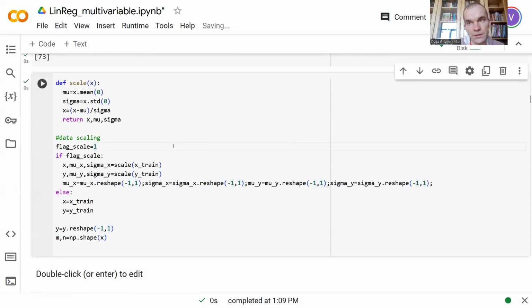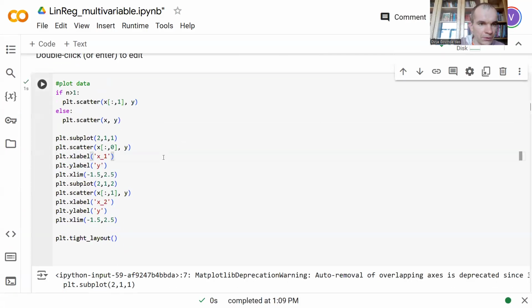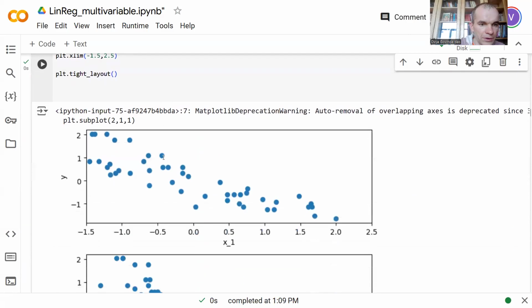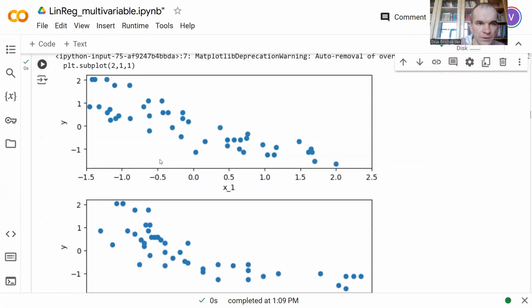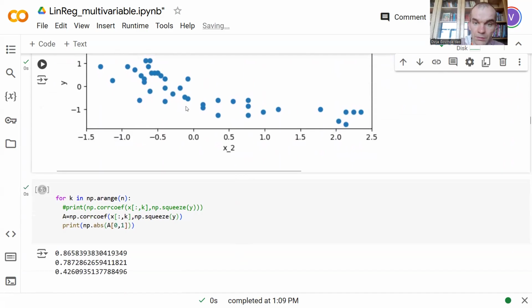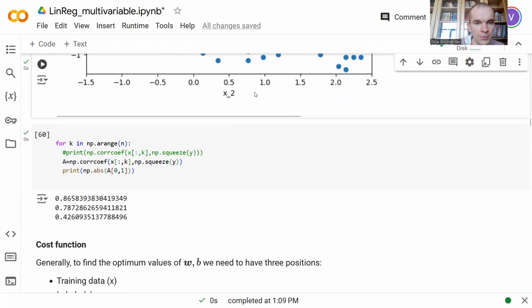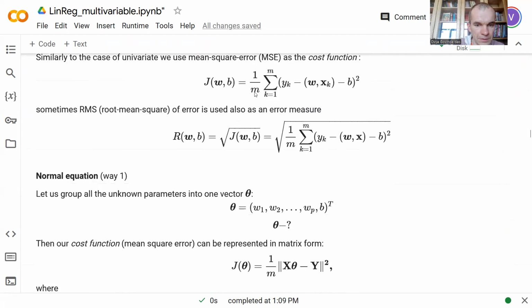Also, data scaling can be useful, not for the normal equation maybe, but it will not spoil the affair. We talked about it in one of the previous videos. We can scale our data so it has zero mean and unit variance. We can also plot our data. Now, scaled data: this is the dependence of y, the variable to be predicted, on x1 and x2 below. So we can see there is some possible linear dependency here.